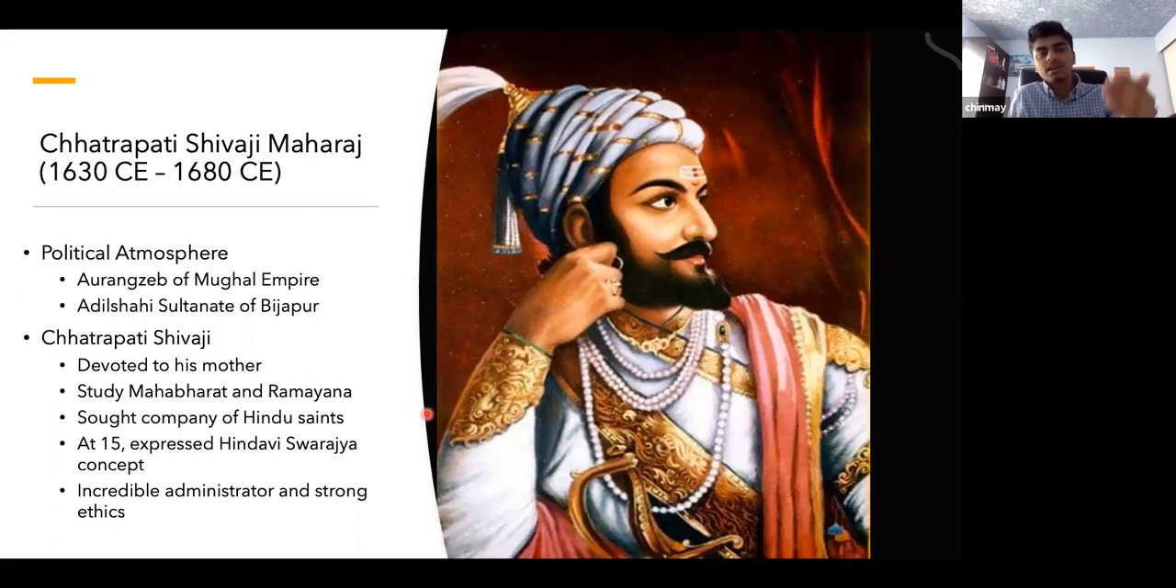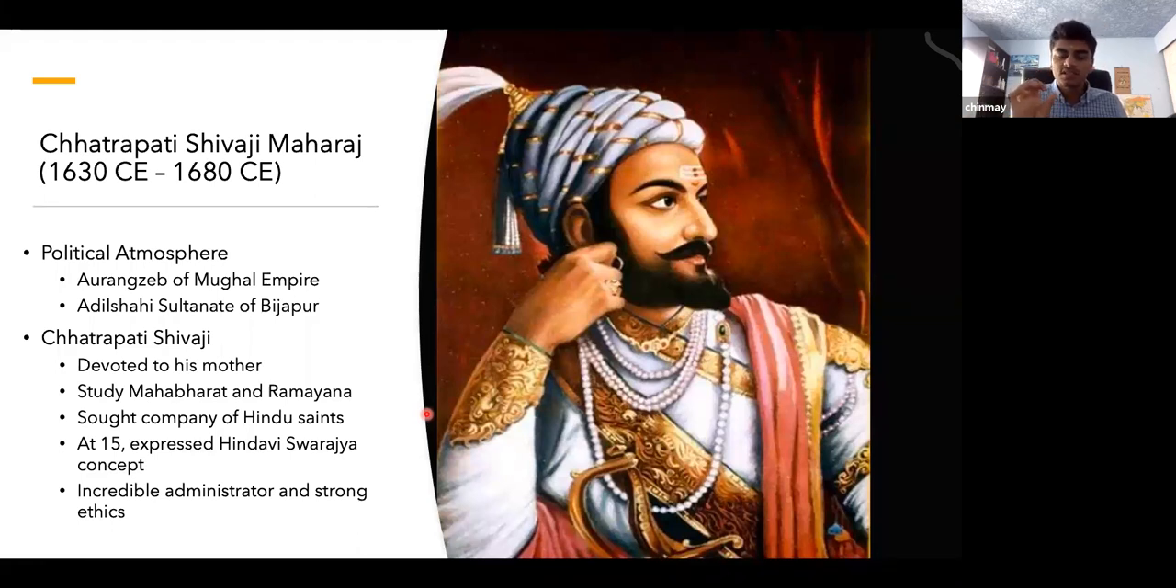So the Mughals were a Turkic dynasty. As much as some historians like to say that the Mughals are good, they coexisted with India, at the end of the day, the inalienable fact is the Mughals were a Turkic dynasty. Regardless of how much they assimilated, it was still a foreign power that was ruling us as a people. So Chhatrapati Shivaji Maharaj expressed his concept of Hindavi Swaraj at just 15 years old, which basically said Indian self-rule. He wanted India to be ruled by Indians.